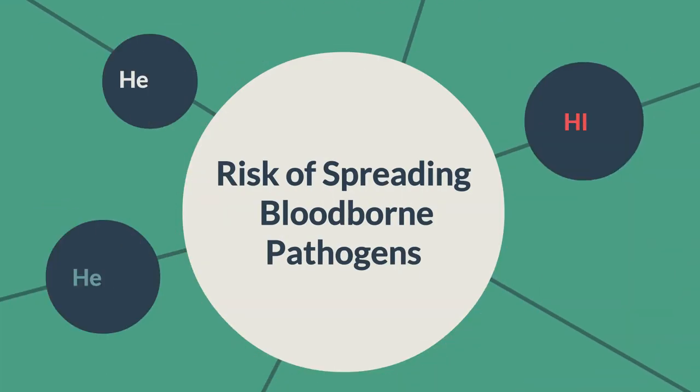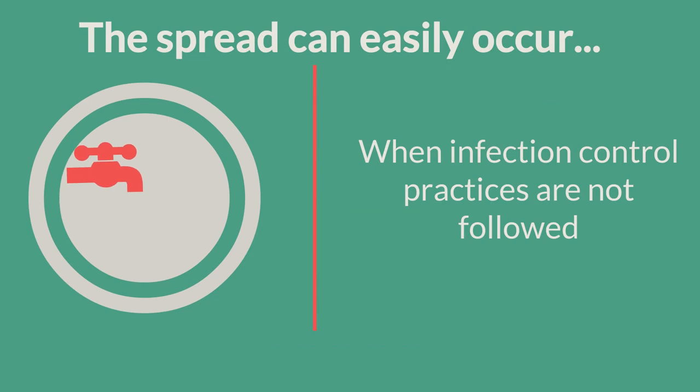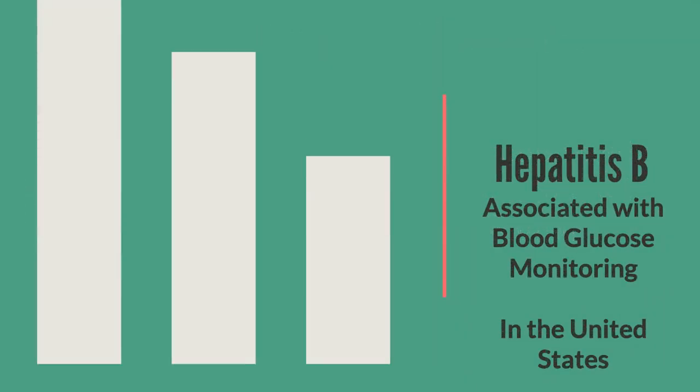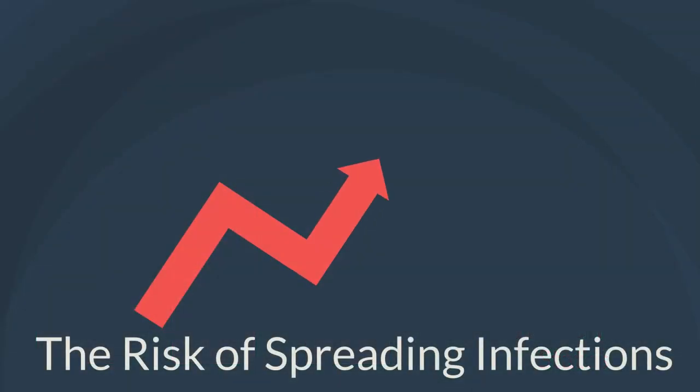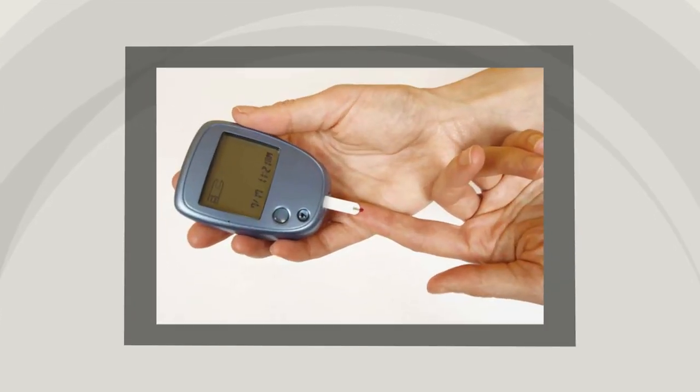There is a risk of spreading blood-borne pathogens, such as hepatitis B, hepatitis C, and HIV, during both glucose testing and insulin administration. Their spread can easily occur when basic infection control practices are not followed. In recent years, outbreaks of hepatitis B associated with blood glucose monitoring have been identified with increasing regularity, particularly in long-term care settings. The risk of spreading infections is present in any setting where point-of-care testing equipment, which includes blood glucose monitoring equipment, is shared.